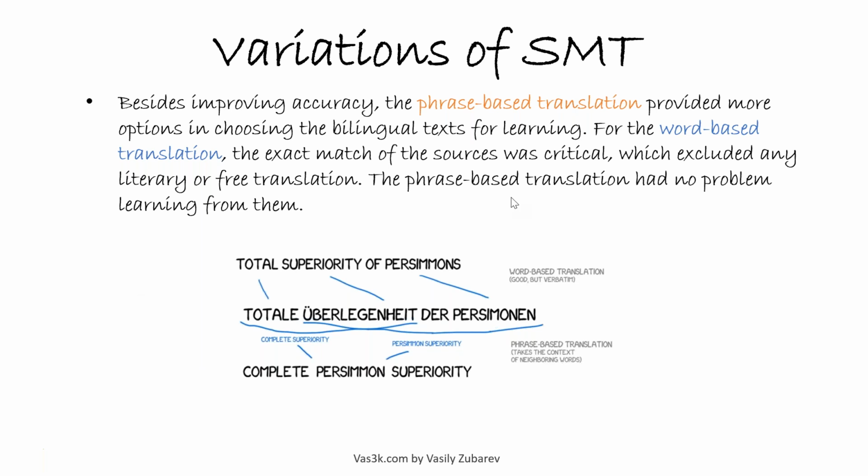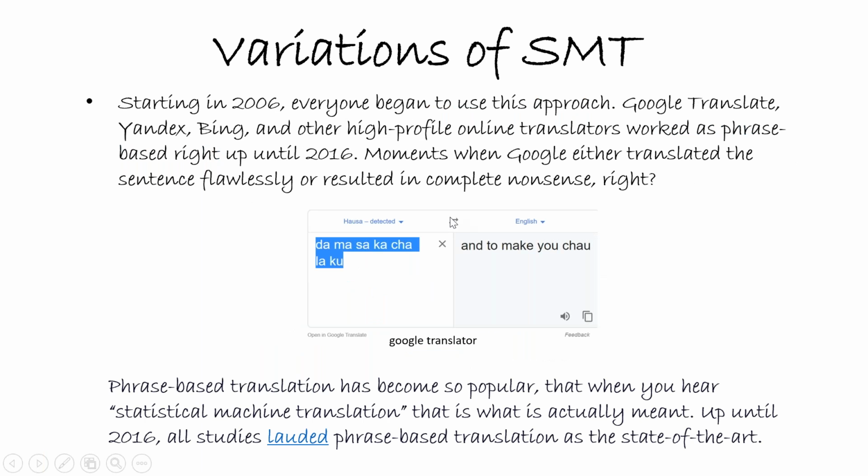There are again a lot of variations with SMT. Till 2016, or probably till now, there are many organizations who prefer SMT, who are not using deep learning systems, so they have still been happy with SMT systems. Starting in 2006, everyone began to use this approach, including Google Translate, Yandex, and Bing.